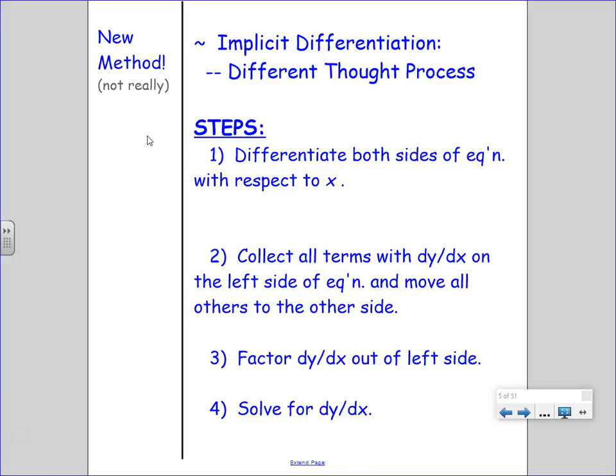The derivative of y is 1, but we still need times the derivative of the inside. Don't worry, you'll see more what I mean as we do some more examples. Implicit differentiation. Kind of a different thought process. It's not really a new method. It just takes a little more pondering. It's a good word.